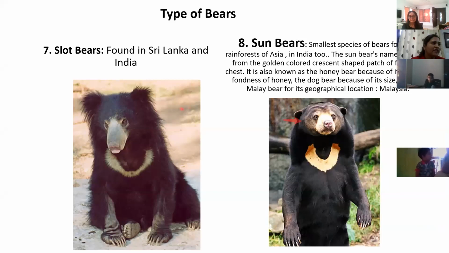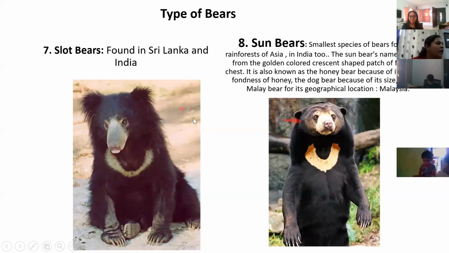Next, number seven, on the left is the sloth bears. Can you see the sloth bear? They have such a long snout and long furry hair. These types of bears are found in India. So if you see a bear in India, they might be of the type of sloth bears. They are found in India and Sri Lanka.